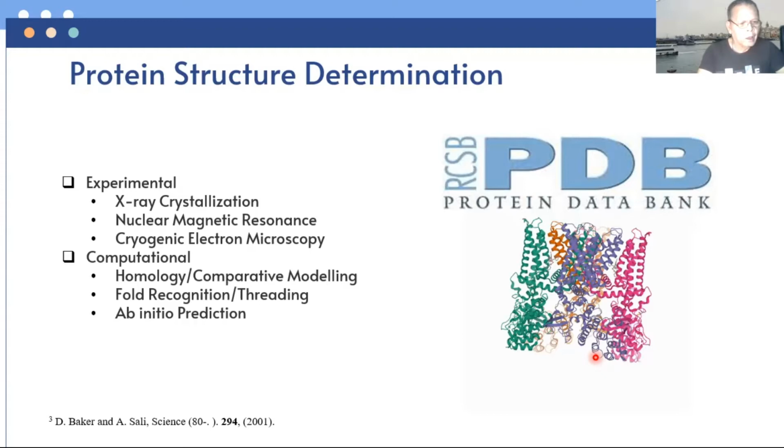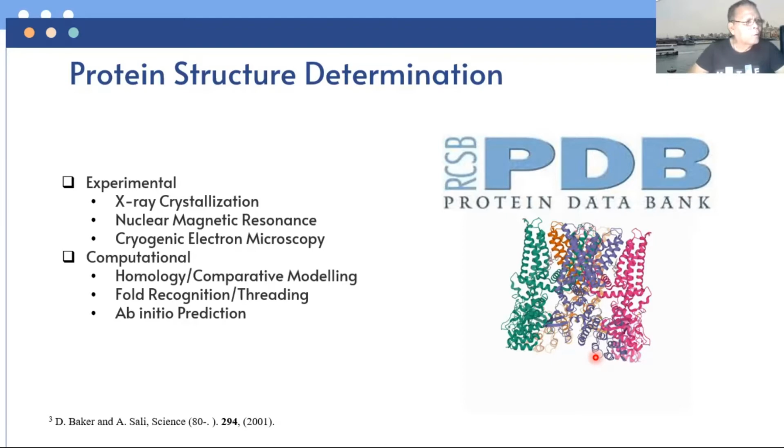Then computational. Homology or comparative modeling. Homology modeling is one of the computational structure prediction methods. They are used to determine protein three-dimensional structure from its amino acid sequence. Homology modeling is a procedure that generates the previously unknown protein structure by fitting its sequence, or the target, into a known structure. We call that one a template. This requires a certain level of sequence homology, at least 30% between target and template.